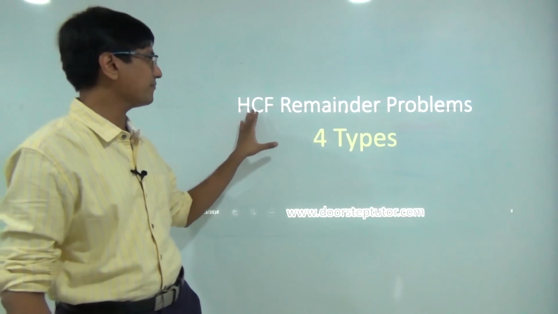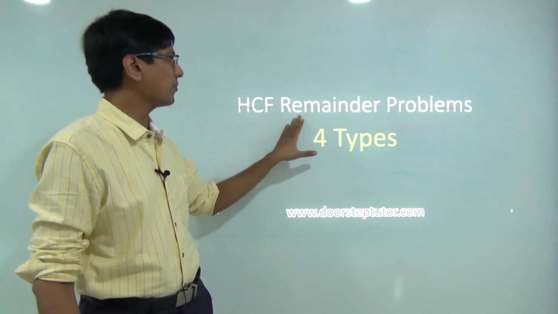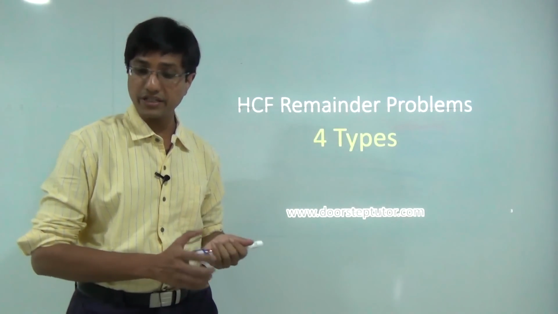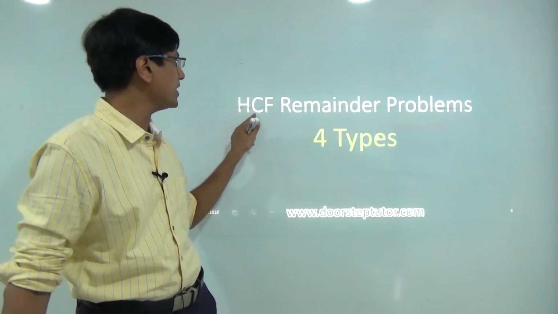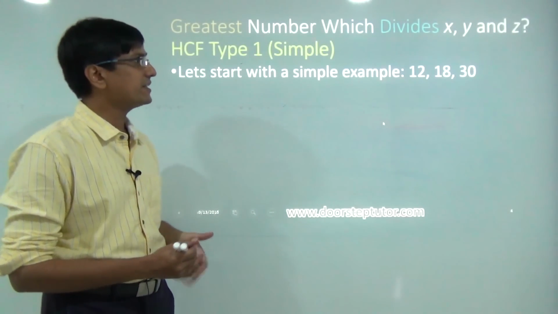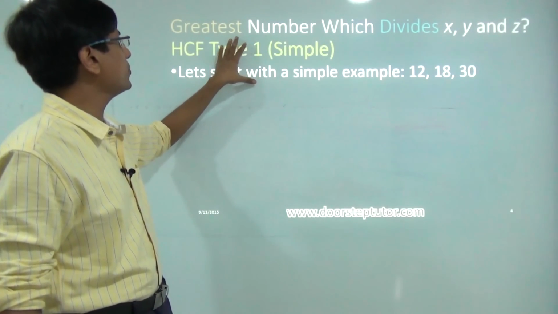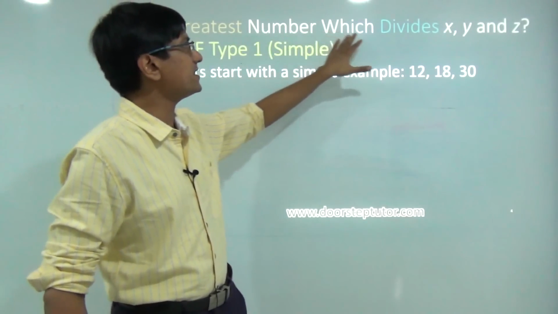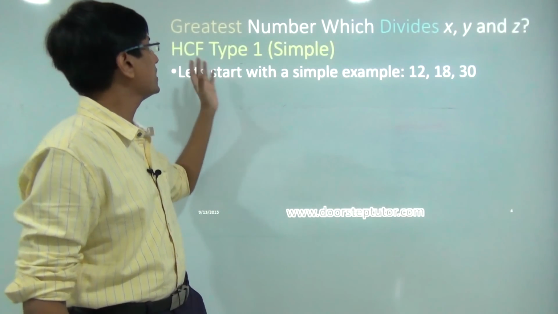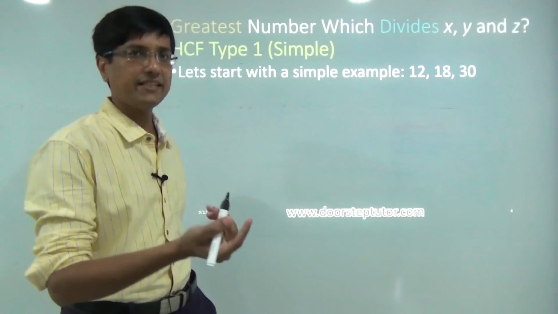We'll start with four types of remainder problems which can be solved using SCF. So I have classified them into four types, and if you understand these four basic types, you should be able to solve all SCF remainder problems. So the first kind is really simple, it's very basic. What this kind of problem asks us to do is find the greatest number which divides a given set of numbers.